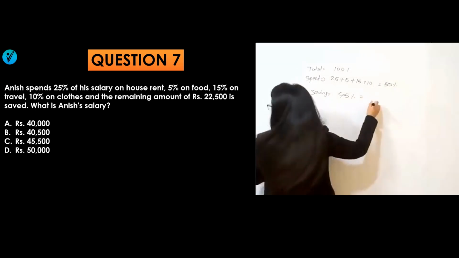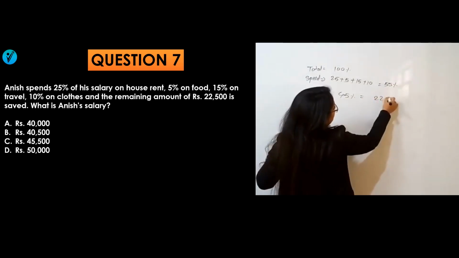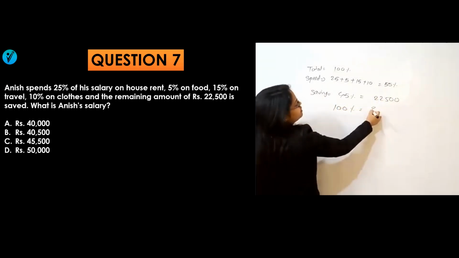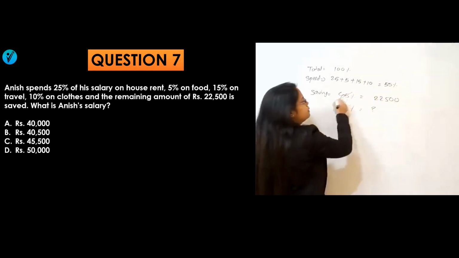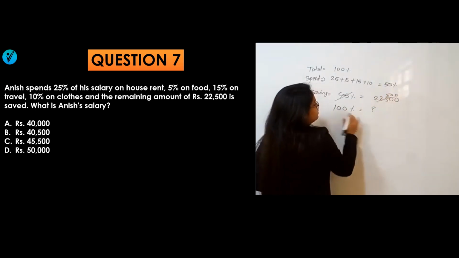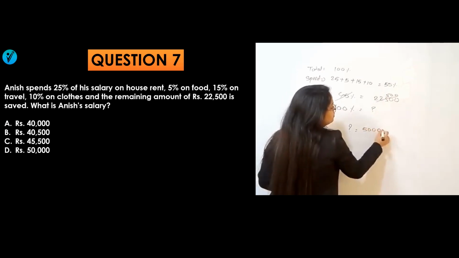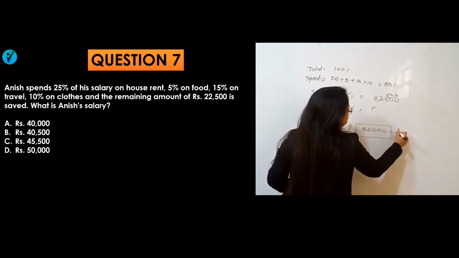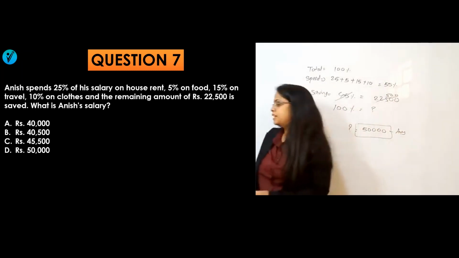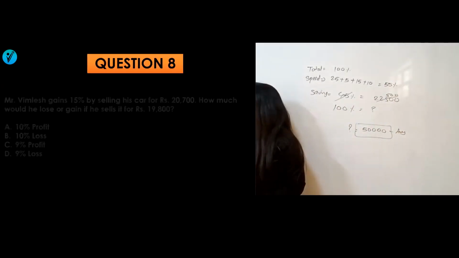So that is equal to the given 20,500. So what will the total salary, meaning 100%, be equal to? We can simply say this is 5 times, so 500. So the question mark will be equal to 500 into 100, which will be 50. So your answer will be equal to 50. That's it. Easier. Okay, now let's go for the next question.